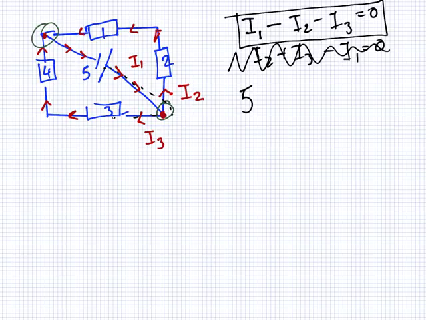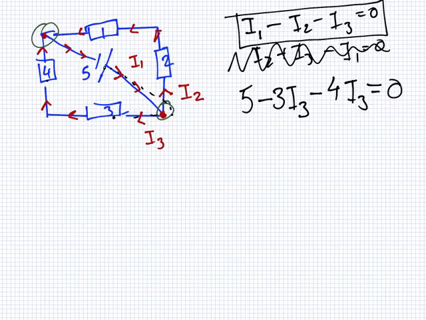Do I gain or lose voltage? Lose. Do I know the voltage here? No. But I can use the formula V equals I R. Do I know the I? Yes. And do I know the R? Yes. So what's the voltage here? Minus 3 I3. As I continue, I lose more voltage. What do I lose here? 4 I3 equals 0.